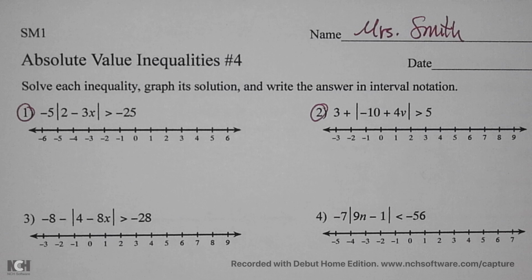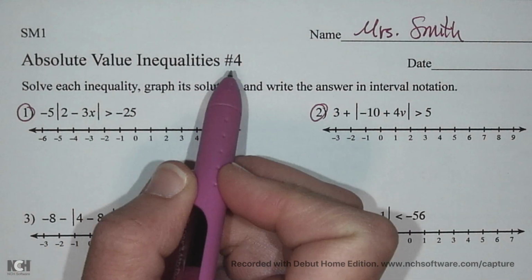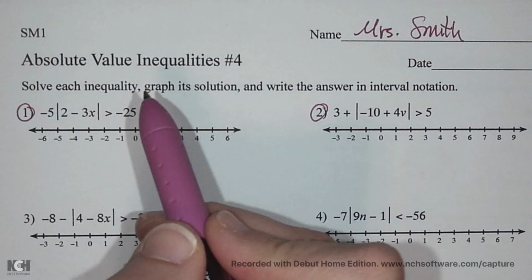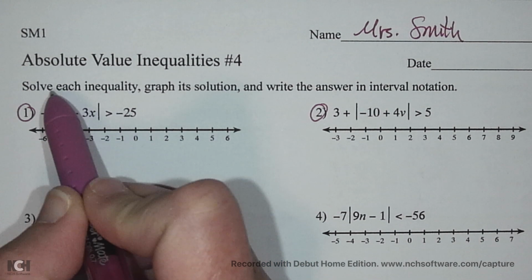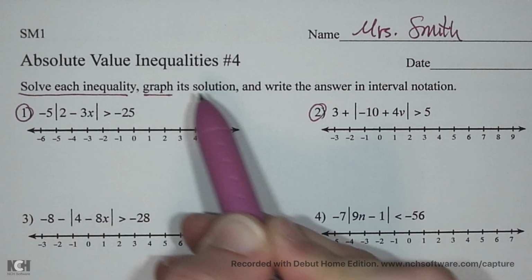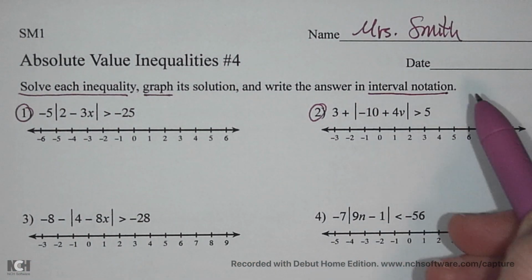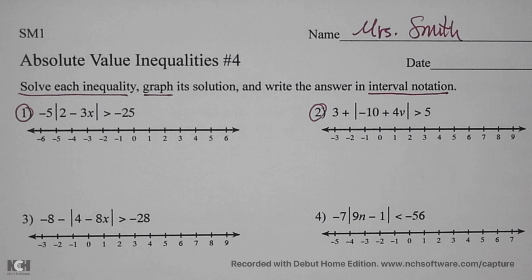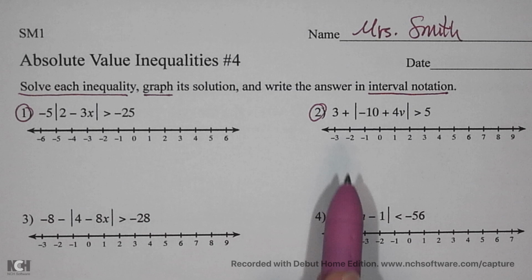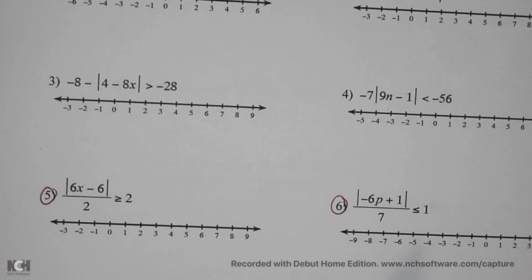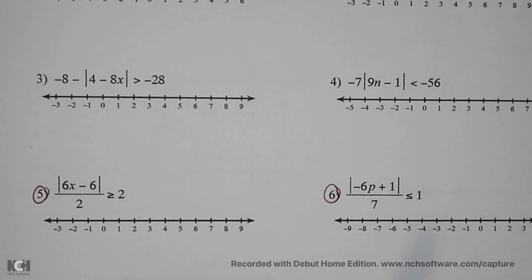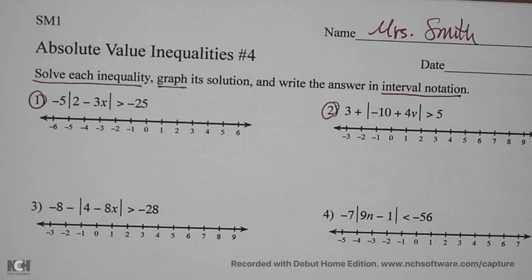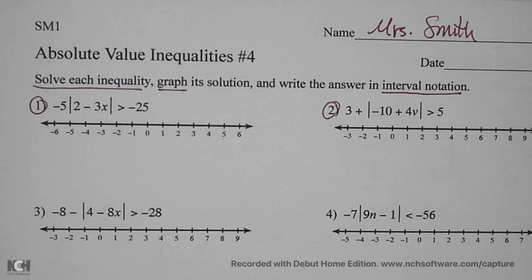We are working today on our absolute value inequalities number 4. So again, we're going to solve each inequality, graph it, and write the answer in interval notation. So let's start with number 1. We are going to be doing numbers 1, 2, 5, and 6 today. So feel free to watch them all or fast forward as needed. But we will be starting with number 1.